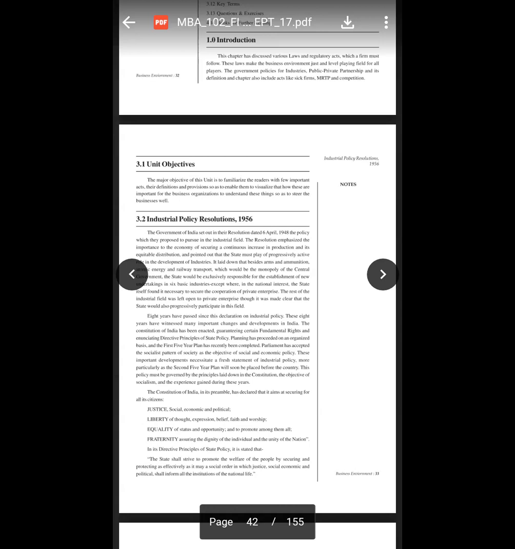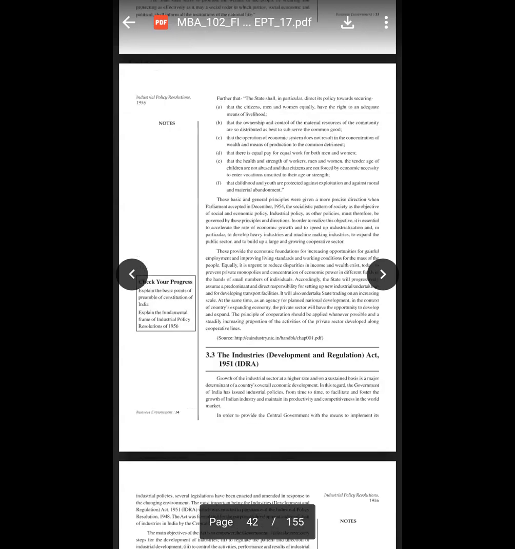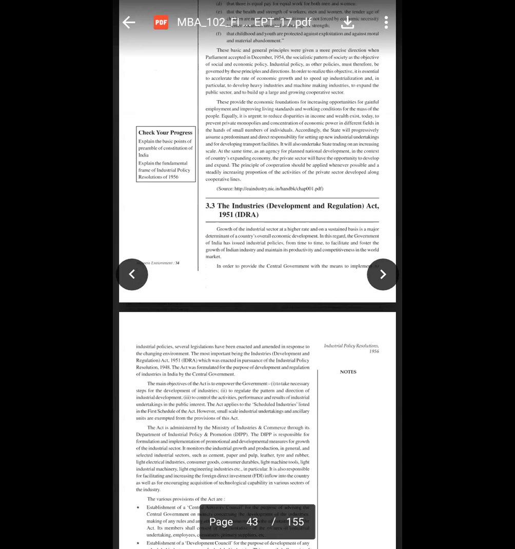Okay, the people who are living below the poverty line can also get opportunities to standardize their living by having proper employment opportunities. And the industrial revolution is really providing good employment opportunities for them. Okay, now there are few other things also, such as improving the economic foundation and increasing the opportunities for gainful employment, and improving the living standard and the working conditions for the mass of the people.